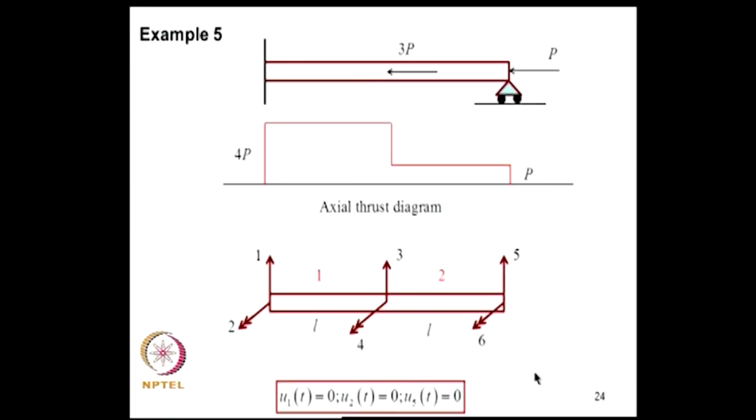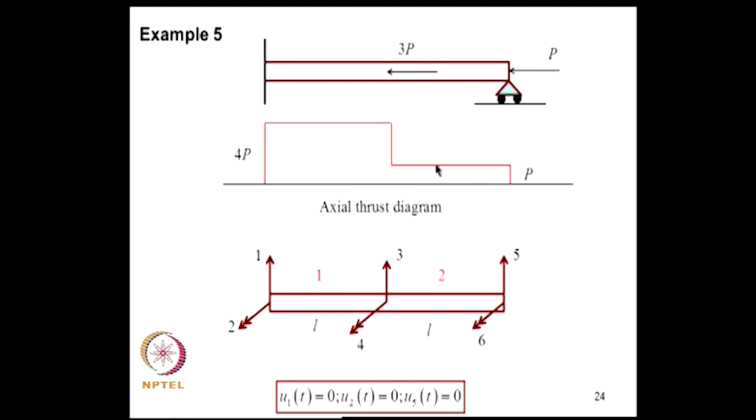Now, how do we tackle problems such as this? For example, there is an axial load P here and an axial load 3P here, which are externally applied. So, what we do is first analyze the structure for finding the membrane forces, which are the axial thrust here. By simple logic, we can see that the reaction at this end will be 4P, and the axial thrust diagram will be this.